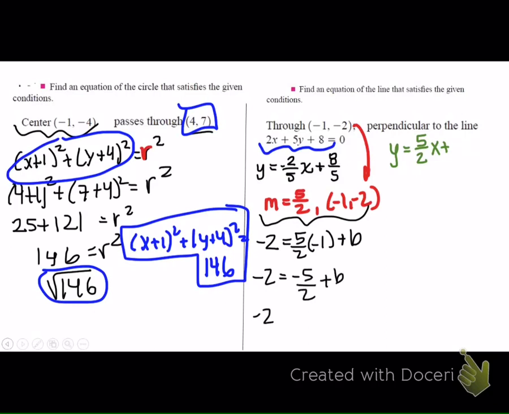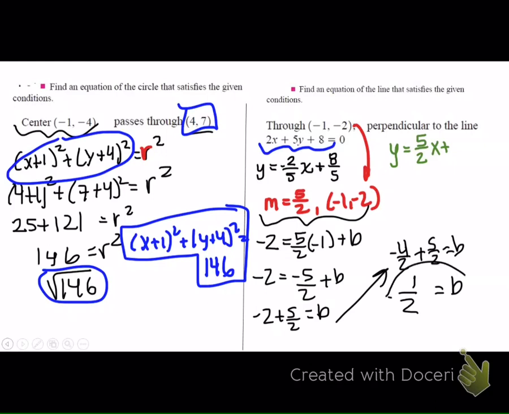Adding 5/2 to both sides, this is equal to b. Simplifying, -4/2 + 5/2 is equal to b. b is going to be equal to 1/2. So putting this all together, I'm going to use this b to plug in here. Our 5/2 is our perpendicular slope, so 1/2 here. This gives me the equation.